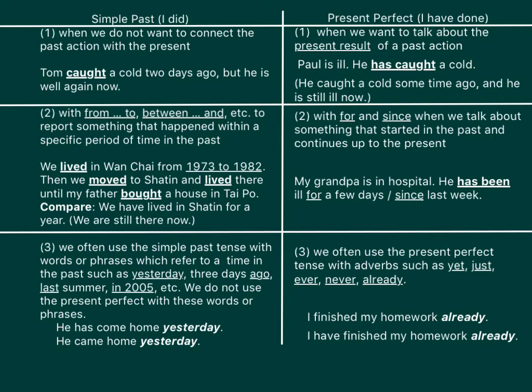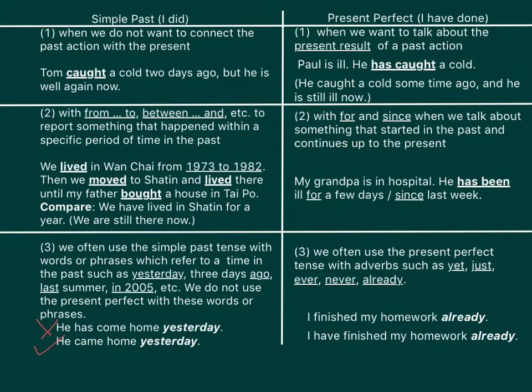3. For simple past tense, we often use the simple past tense with words or phrases which refer to a time in the past, such as yesterday, 3 days ago, last summer, in 2005, etc. We do not use the present perfect with these words or phrases. So, when you say he has come home yesterday, that's wrong. And if you say he came home yesterday, that's correct.